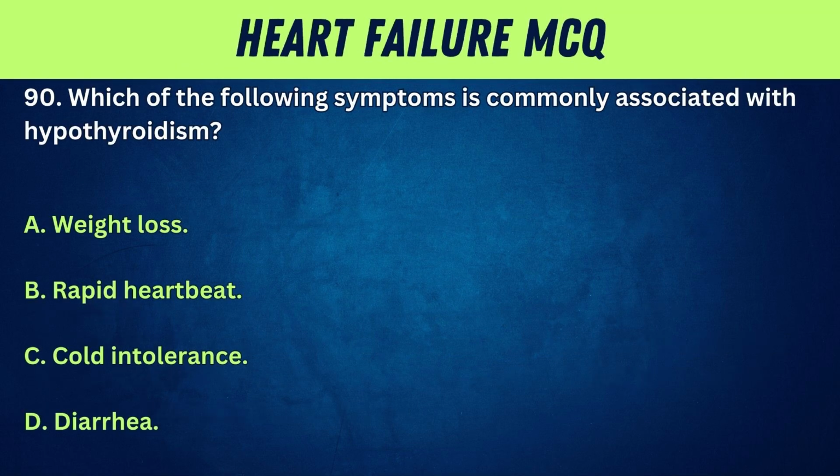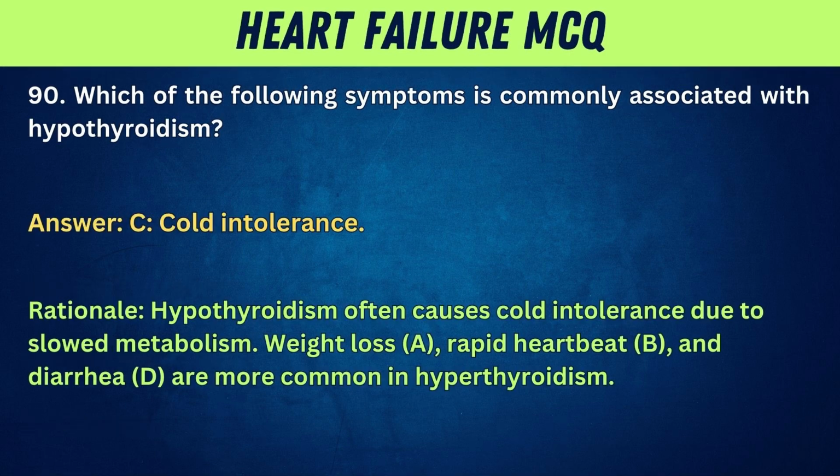90. Which of the following symptoms is commonly associated with hypothyroidism? A. Weight loss. B. Rapid heartbeat. C. Cold intolerance. D. Diarrhea. Answer: C. Cold intolerance. Rationale: hypothyroidism often causes cold intolerance due to slowed metabolism. Weight loss, A, rapid heartbeat, B, and diarrhea, D, are more common in hyperthyroidism.